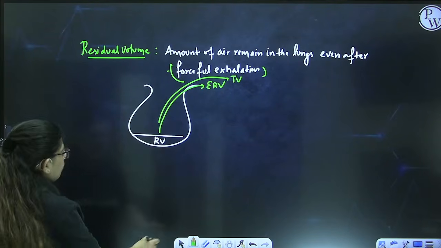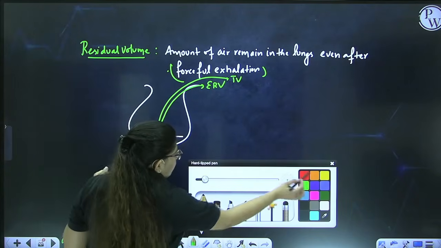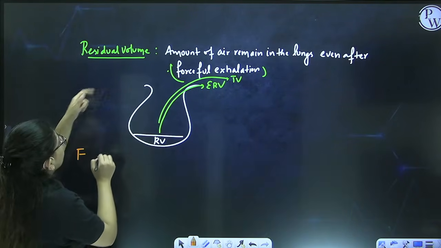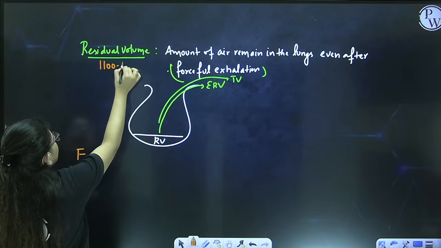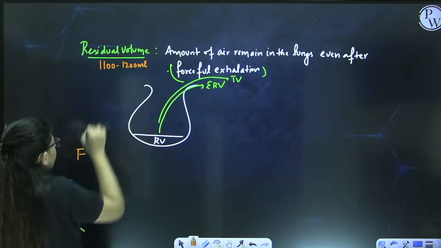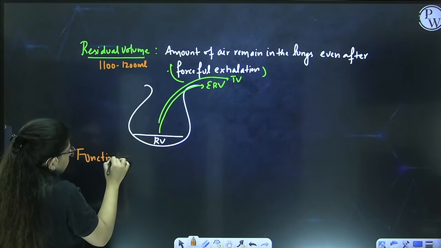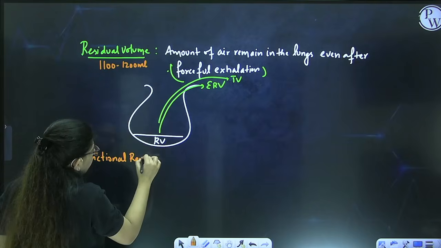Okay. Now one capacity, functional residual capacity. What's the value of the residual volume? 1100 to 1200 ml. Okay. Then we have functional residual capacity. What is this?